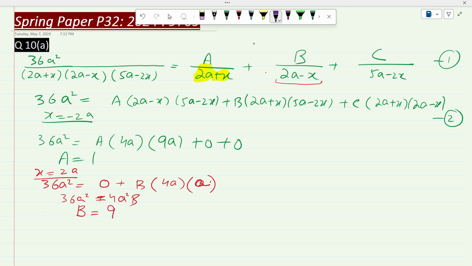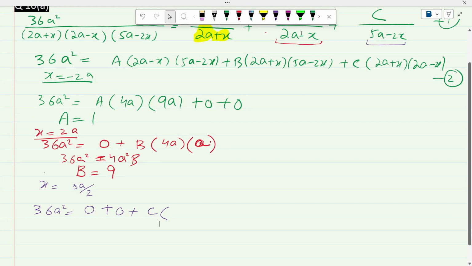Now let's do the working for C. For C, we will equate 5a minus 2x equal to 0. So we get x equals 5a over 2. We will replace x with 5a over 2 in equation number 2. So 36a squared, the first expression 0, the second 0. The third one would be 2a plus 5a over 2 and 2a minus 5a over 2. Let's simplify this and then divide by 36a squared. The answer for C is minus 16.